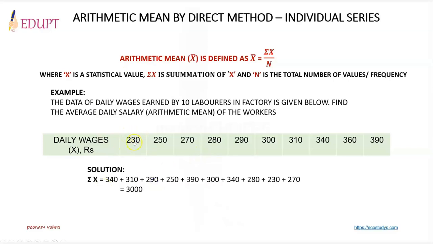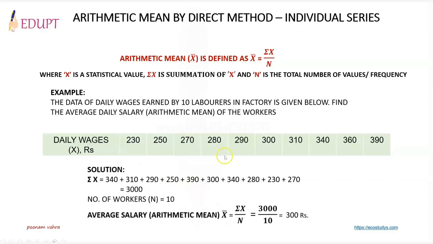You need to just have the summation of all the values. So we get 3000 by having a summation of all these values. Number of workers are 10. So arithmetic mean would be summation of X by N, which is 3000 by 10. It is 300 rupees. So average daily salary of the workers is rupees 300.